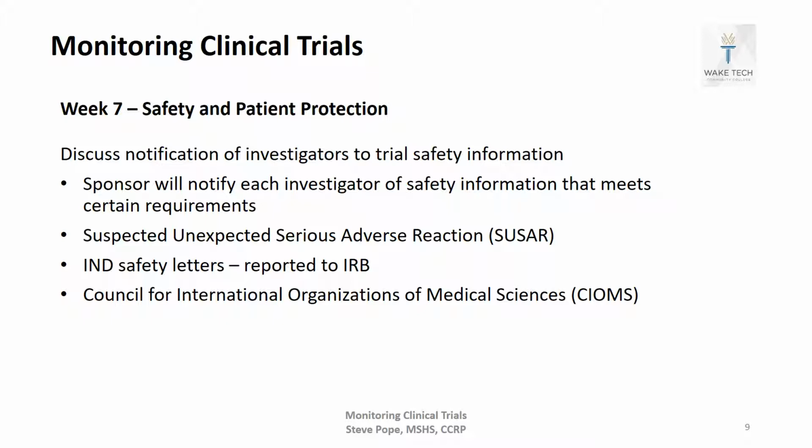So we've talked about what the investigator's responsibility is as far as reporting SAEs. Let's talk about the notification of investigators to trial safety information. So these will come out from time to time, and the sponsor will notify each investigator of safety information that meets certain requirements. Now, normally these will be serious adverse events that the sponsor has determined have a causal relationship with the study medication.